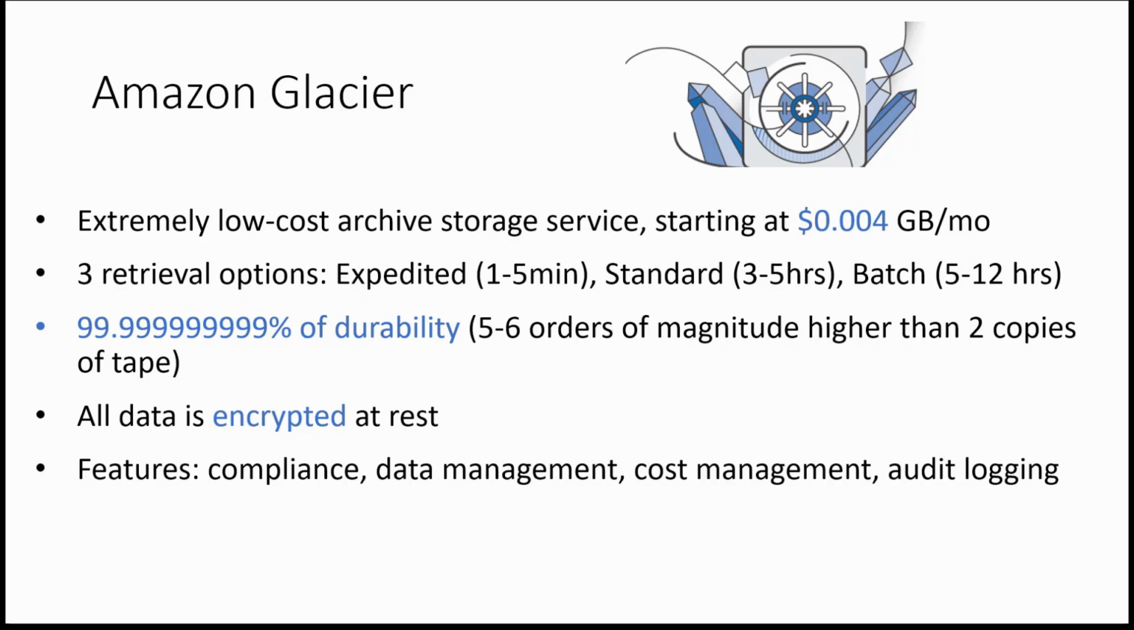It starts at around, as I said, in major public regions at around 0.4 cents per gig per month. That is in the US and Europe. In other regions, it's slightly higher, again, depending on the region, but roughly in that range.